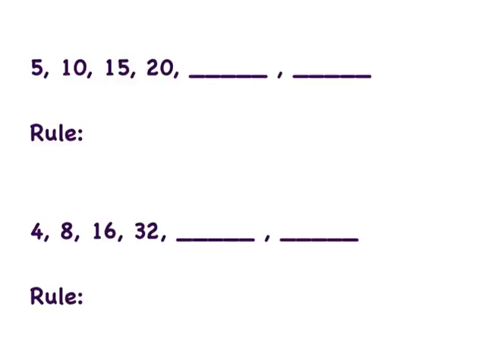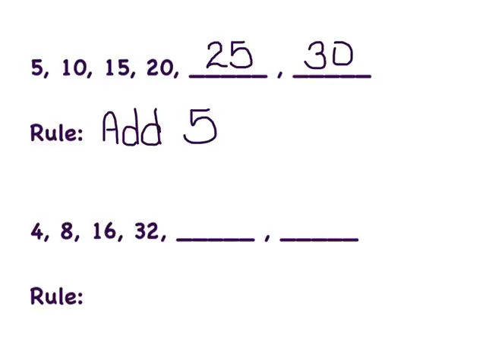The first one is 5, 10, 15, 20, and if I were to ask you the next two numbers in this pattern, I'm sure you would say 25 and then 30. And what are we doing each time? We are adding 5. Add 5.